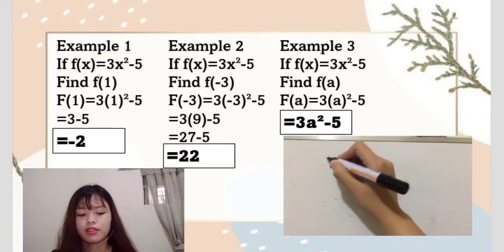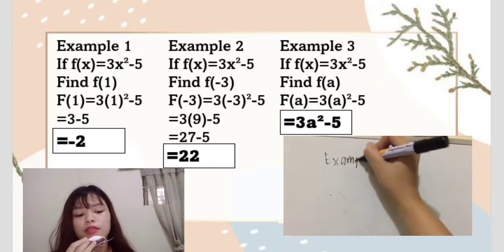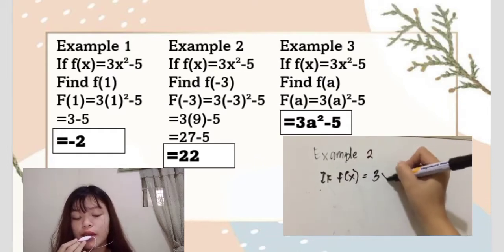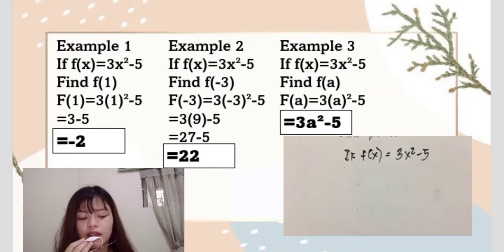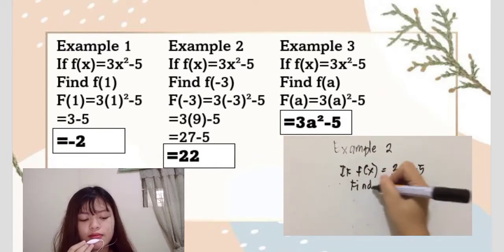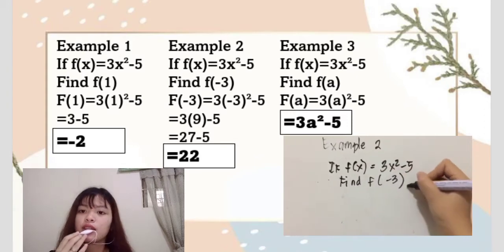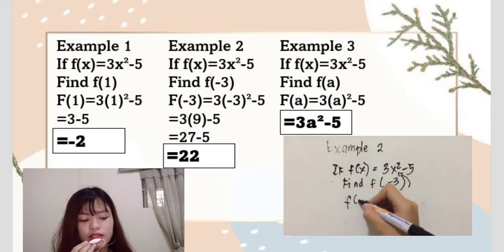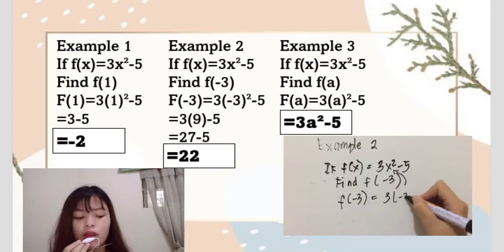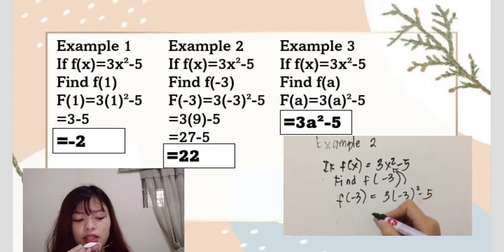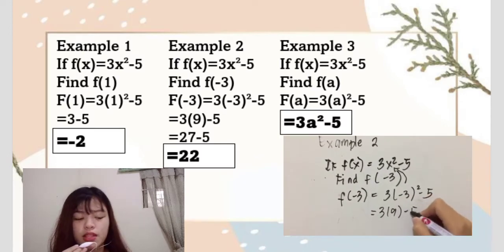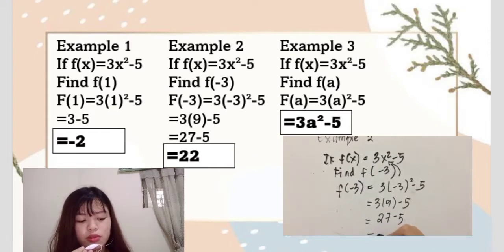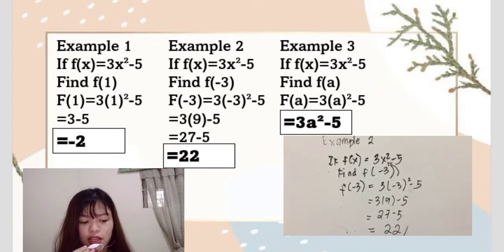Our next example is, let's say, example number 2. Let's say, our f of x is also 3x squared minus 5. Paano mangyayari dyan? Ang x natin is negative 3. Katulad ng ginawa natin kanina, substitute lang natin yon sa x natin. So, ang mangyayari dyan is 3 times negative 3 squared minus 5. Ano ba ang value ng negative 3 squared? Magiging positive yon dahil negative times negative is equals to positive. So, 3 times 9 minus 5, 27 minus 5 is equals to 22. Yun ang final answer natin.